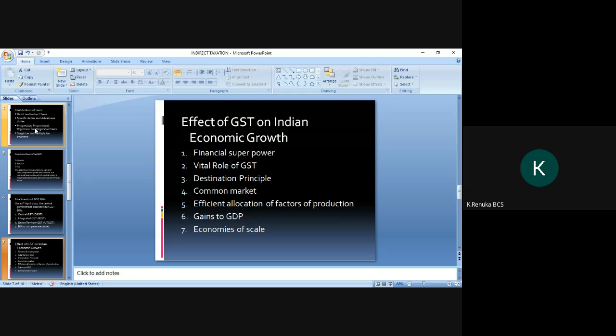Next is common market. The greatest impact of implementing this GST is that we have a common market across the country, to reduce the cascading cost and to have an equitable distribution.